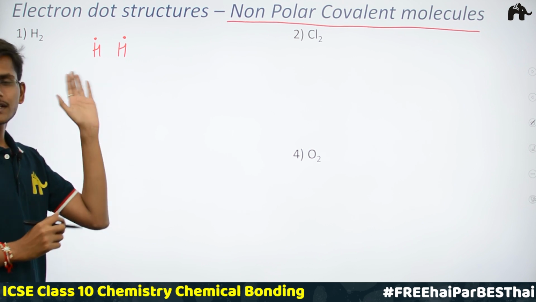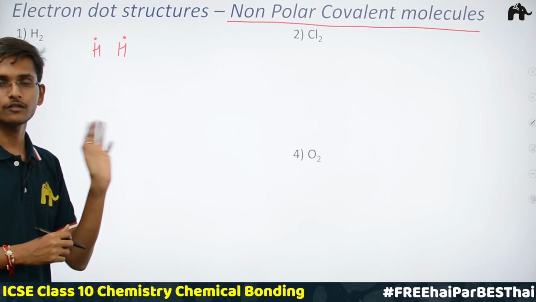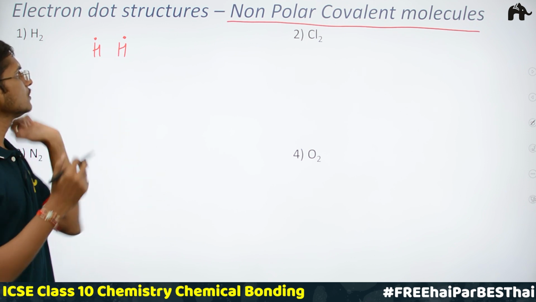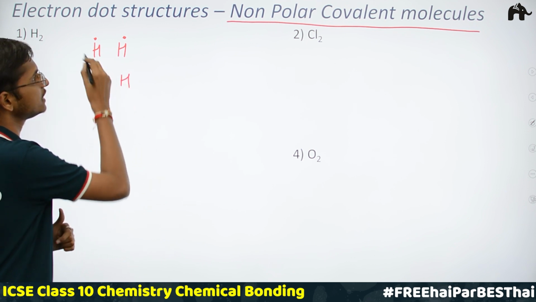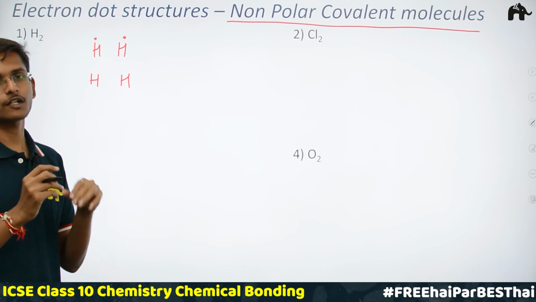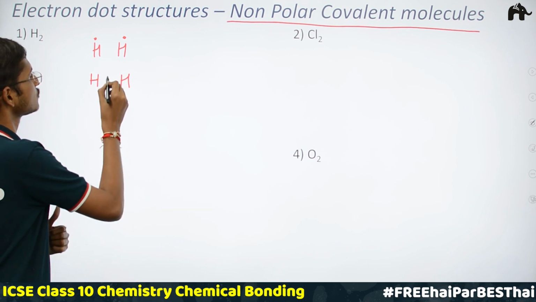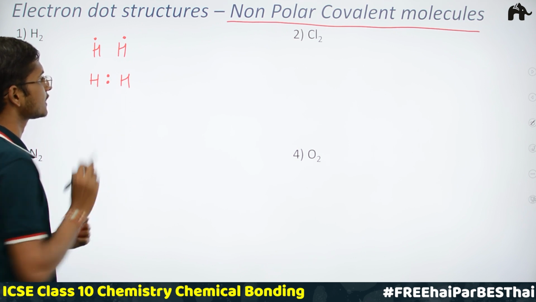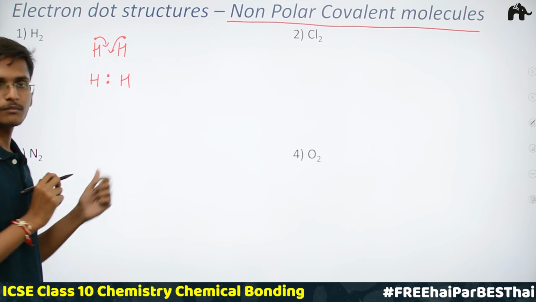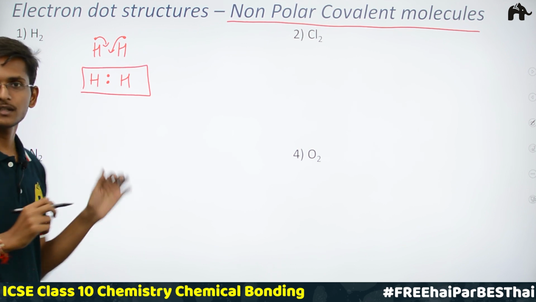Now, what is the case here? Both of them want to attain a duplet, which means 2 electrons in the shell, so that they would attain helium's configuration and become stable and happy. Neither of them wants to give up the electron, and both want 1 electron, so they share the electron, the same way you and your best friend would share a chocolate. This hydrogen brings its electron here, this hydrogen brings its electron here. They share their electrons, and this is the electron dot structure, simply.